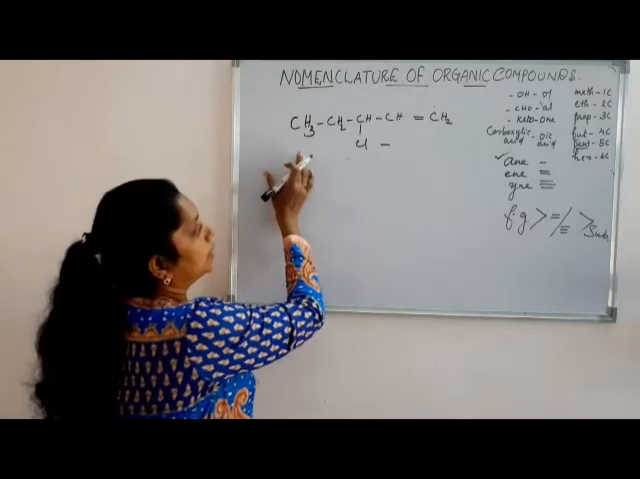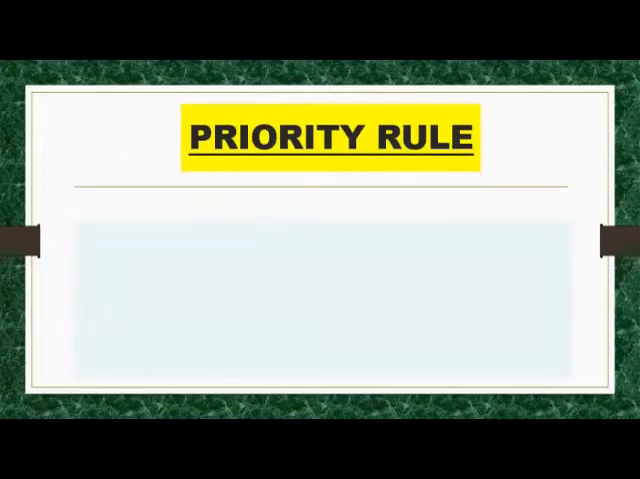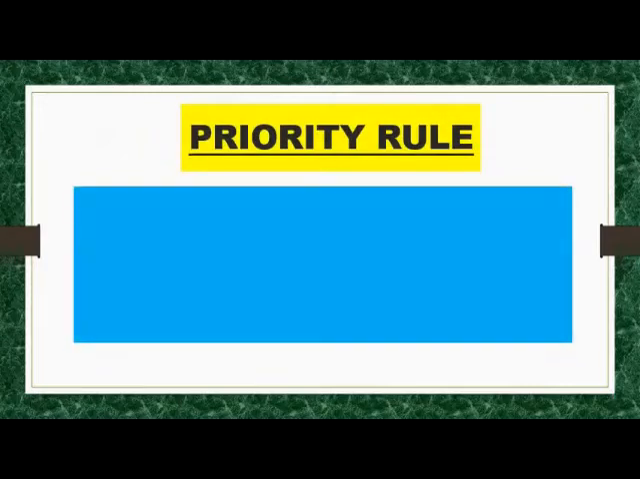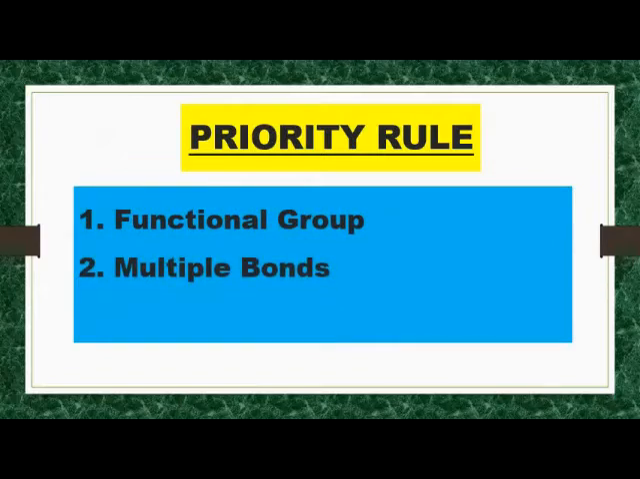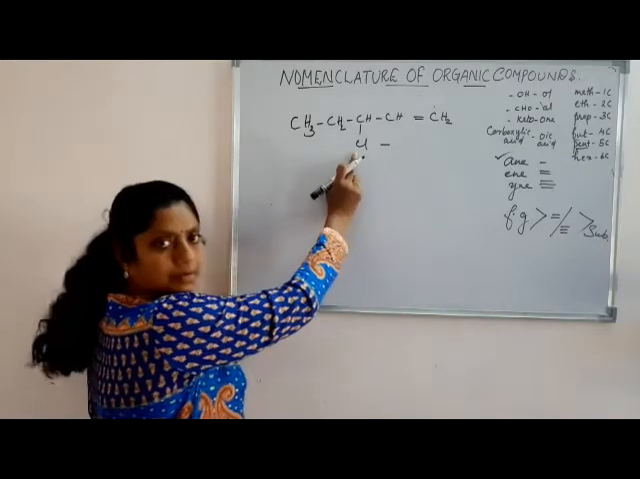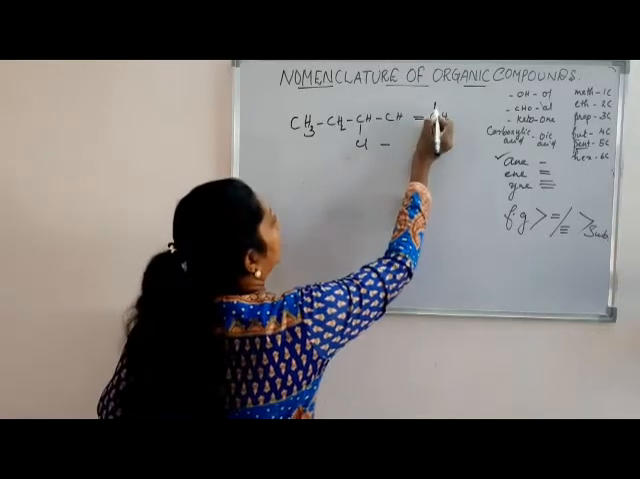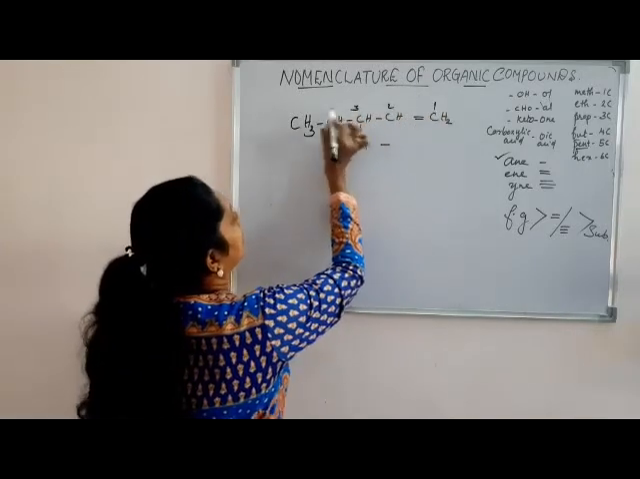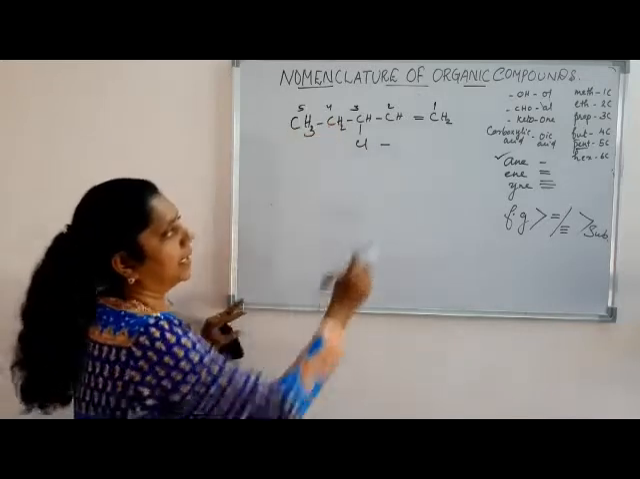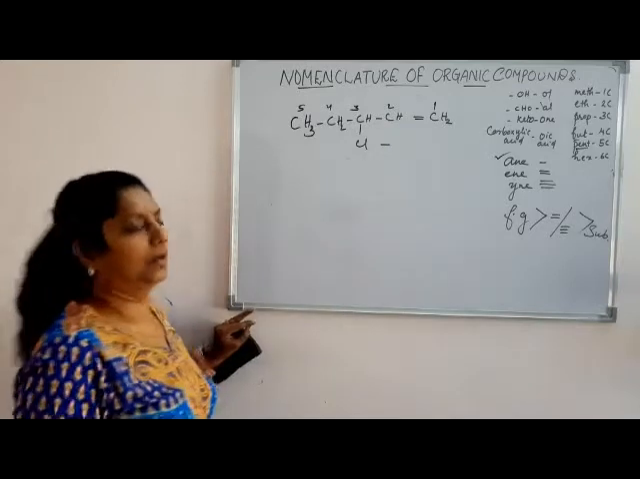So while numbering the compound, we have to follow the priority rule. That is, if there is a functional group present in the molecule, we have to give first priority to the functional group, then the multiple bond, and last is the substituent. So here a double bond and a substituent are present. So we have to number from which side? From here, 1, 2, 3, 4 and 5, so that the multiple bond has the least number in the compound.